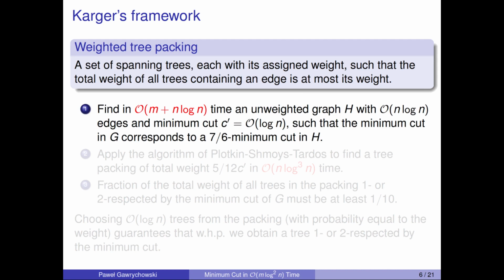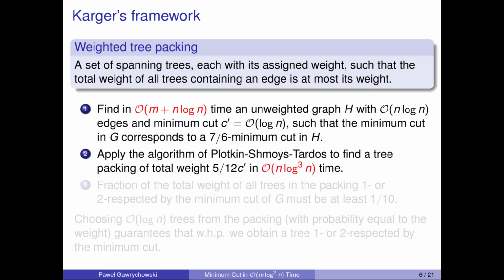First, he showed that in m plus n log n time, we can find an unweighted graph H with very few edges, only n log n edges, and small minimum cut bounded by log n that still captures some information about the minimum cut in G up to constant factor. Then he showed that we can apply the algorithm of Plotkin-Shmoys-Tardos to approximate the weighted tree packing in H. And the weight found by this algorithm will be sufficiently high. This takes n log³n time.